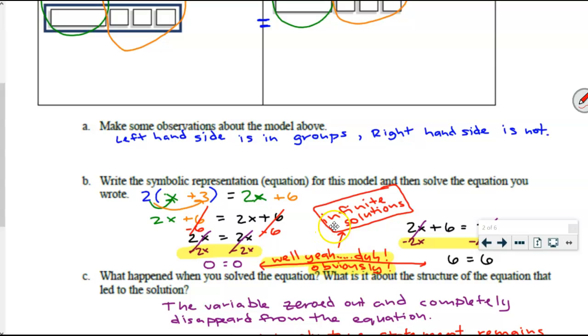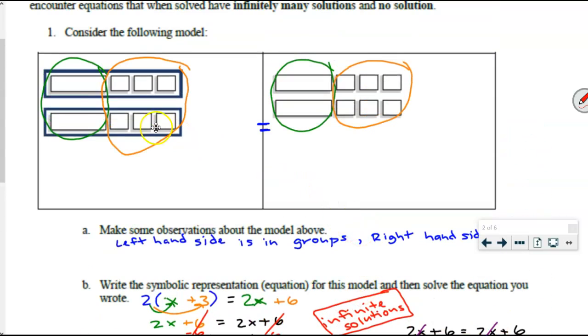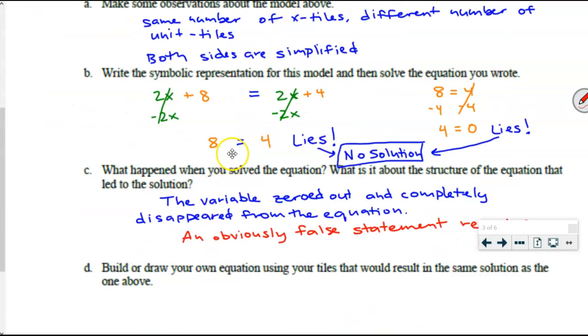That's a great summary. I also want you to make the connection that pretty soon we're not always going to be doing these with models, right? So when we're not doing these with models, we're not going to have x tiles to look at. So I want you guys to also be able to do that by looking just at the structure of that equation. That is a great summary.